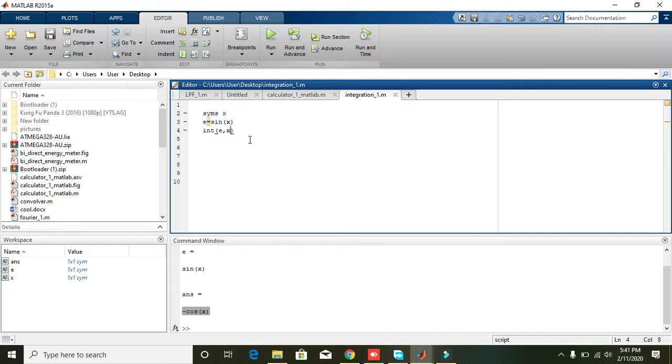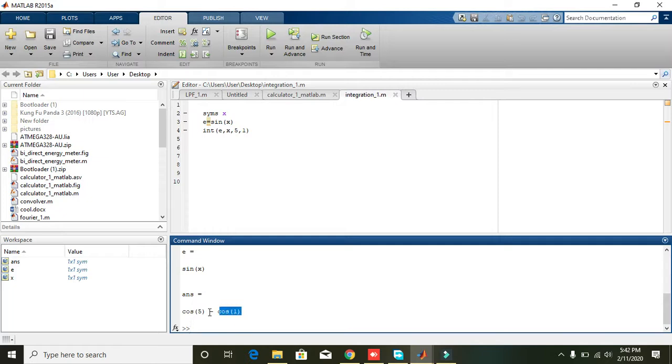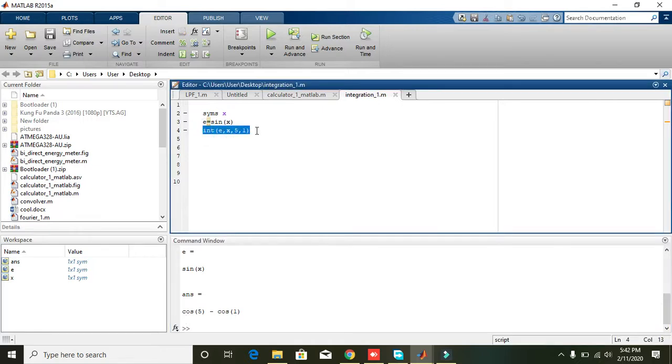Now we can make some changes like 5 comma 1. 5 is the upper limit, and 1 is the lower limit. So now you can see that here we got the right answer, that is cos of 5 minus cos of 1. Okay, this is enough for today. You can do integration via this method.